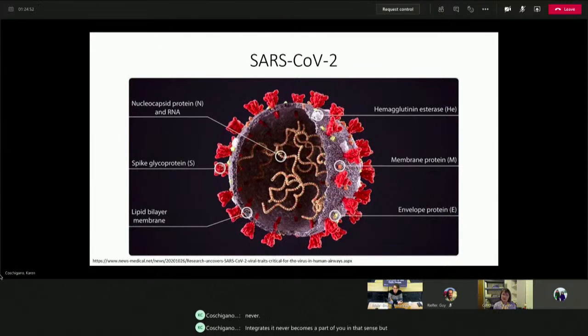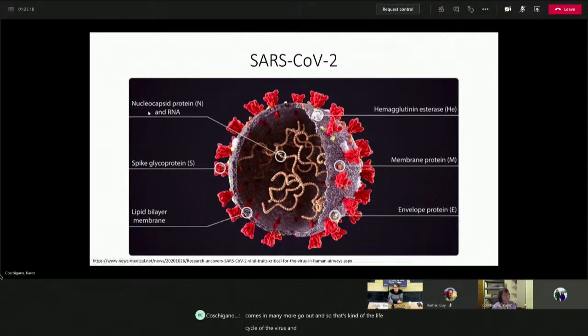It never becomes a part of you in that sense. But it will be in your cells, and then your machinery that would normally make those proteins will make proteins from the viral RNA, and so make viral proteins. And then those cells can reform more virus particles. So one comes in, many more go out. And so that's kind of the life cycle of the virus.